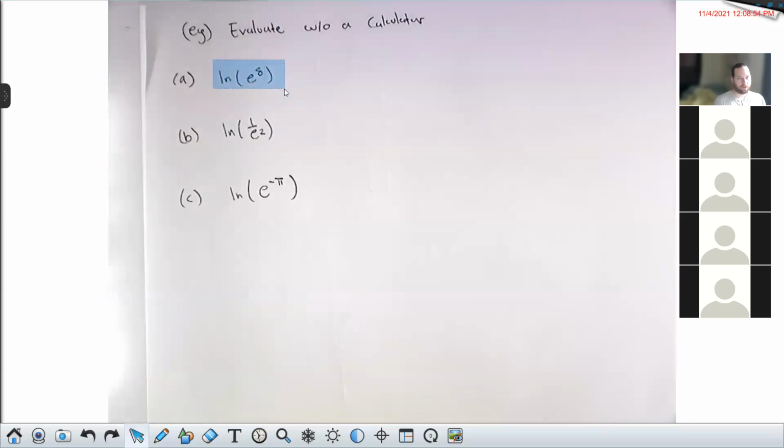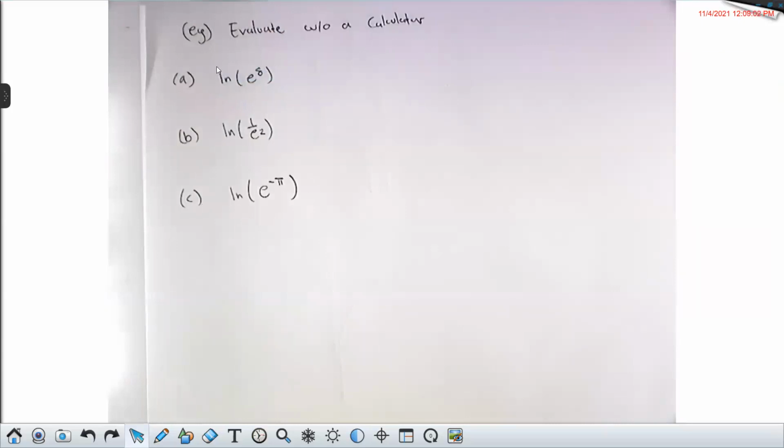What is the ln of e to the 8? Remember, the ln is just the base e logarithm. It's the same thing as log sub e of e to the 8. Would it be 8? Mm-hmm. Yeah, exactly. This is 8.